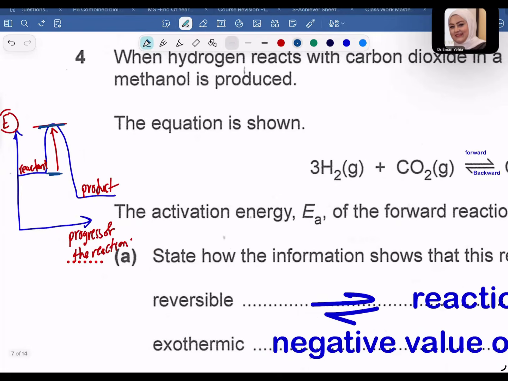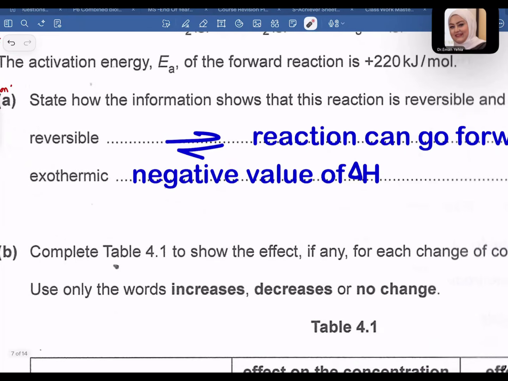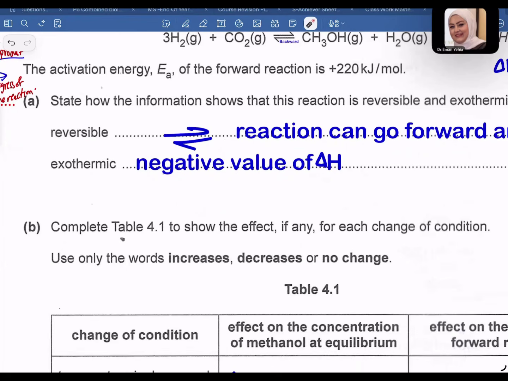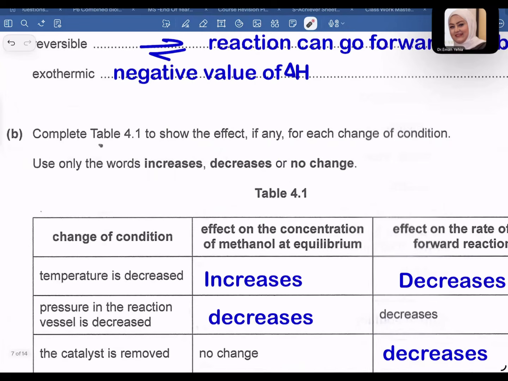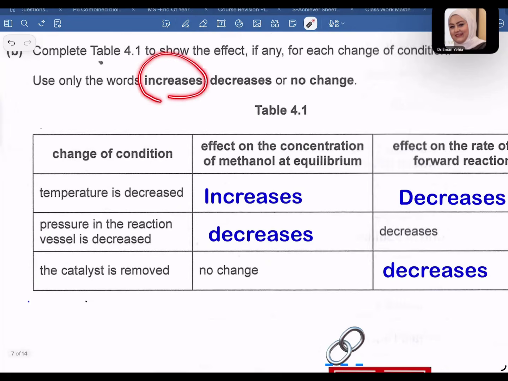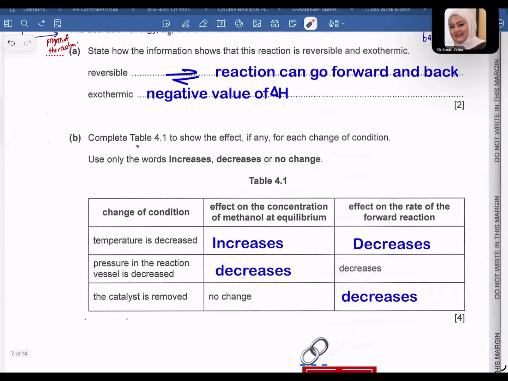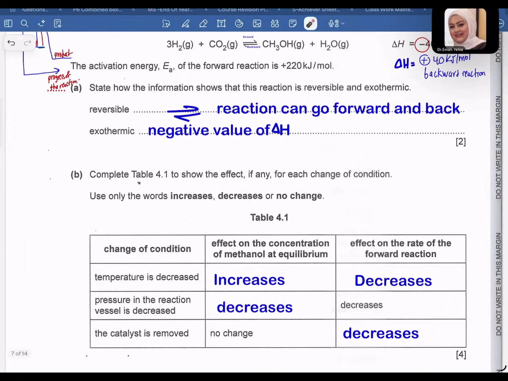State how the information shows that the reaction is reversible and exothermic. Reversible because it can go forward and backward. Exothermic because of the negative value of the enthalpy change of the reaction. And then complete the table by using increases, decreases, or no change. Temperature is decreased. Effect on the concentration of methanol at equilibrium. So if the temperature decreases, according to the rule, it favors the exothermic direction.